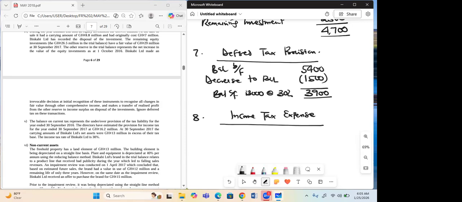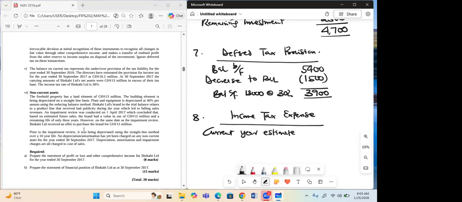So when we come to income tax expense, there's the current year estimate. Do you remember all this? They said the directors have estimated 16,200 for the current year. Can you all see? Yes. Current year estimate, 16,200.